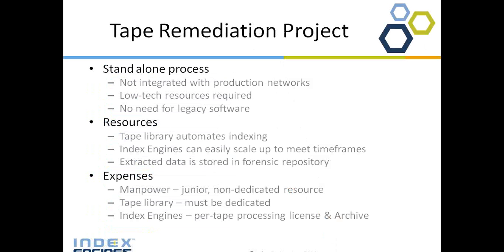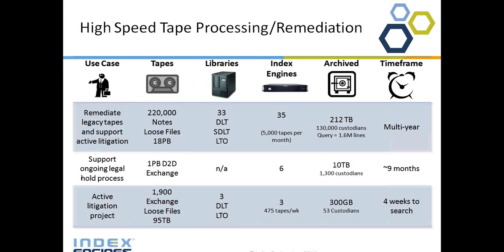The tape remediation process is a standalone process. It's not integrated into your online networks. You can use low-tech resources. It's a very automated process. The tape library automates as much as possible. It could easily scale up using multiple Catalyst engines. We have environments using dozens and dozens of engines to speed up the processing. Your real expense is your manpower, which is more of a junior, non-dedicated resource. The tape library and the Index Engines processing capability can churn through those tapes.